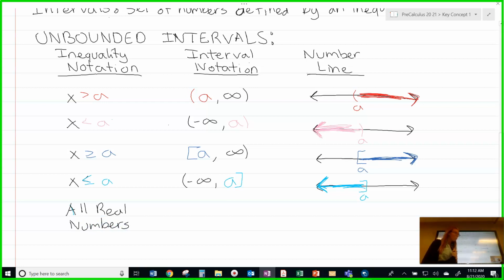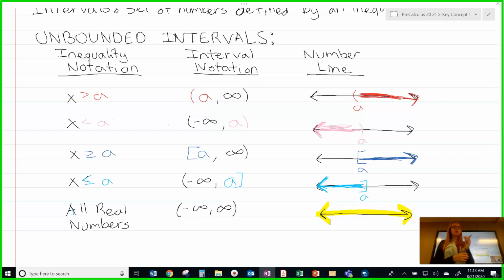So if we're talking about all real numbers, what we write is that it's from negative infinity to infinity. That's everything. And if I were to create a number line for it, I would literally just shade in this whole number line. So the whole thing just gets shaded in. Okay, so that's our unbounded intervals.